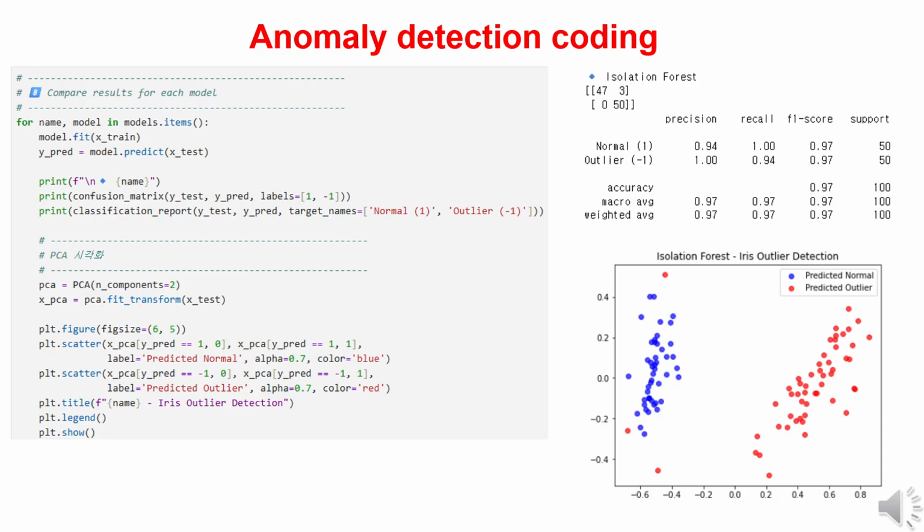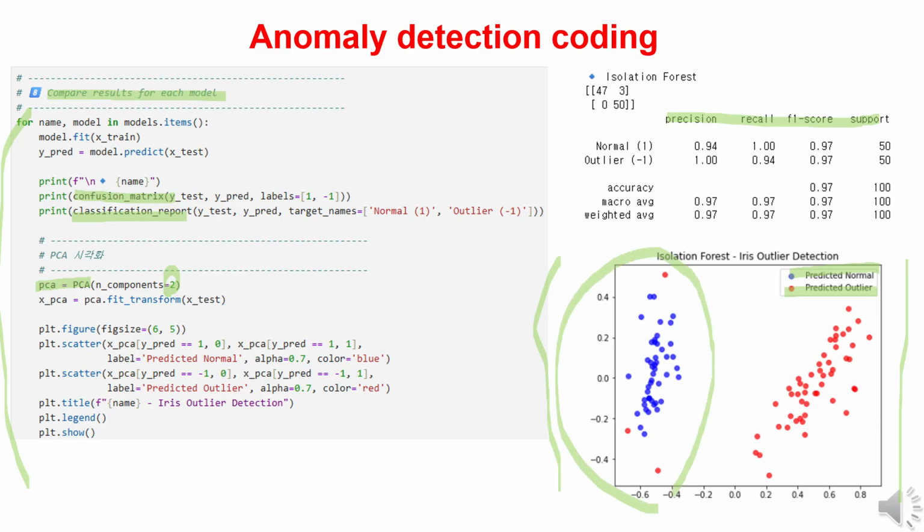In this step, we display the prediction results of each model and visualize them using PCA. We compare the performance of the models using metrics such as the confusion matrix, precision, recall, and F1 score. Using PCA, we reduce the four-dimensional data to 2 dimensions for visualization. In the graph, blue points represent normal data, while red points represent outliers. This visualization allows us to intuitively see how well each algorithm separates normal points from outliers.